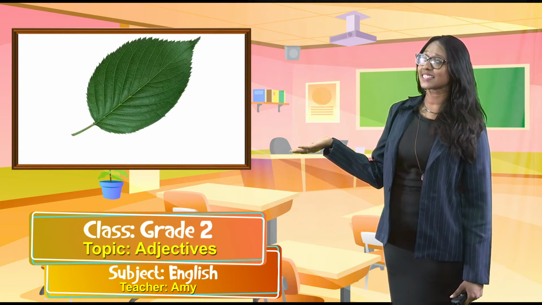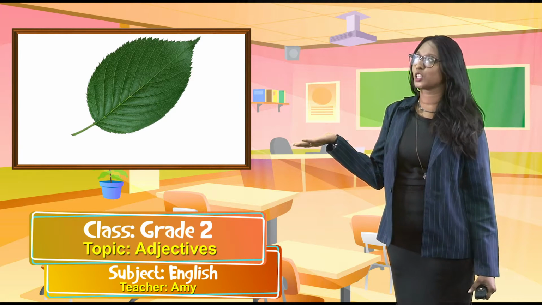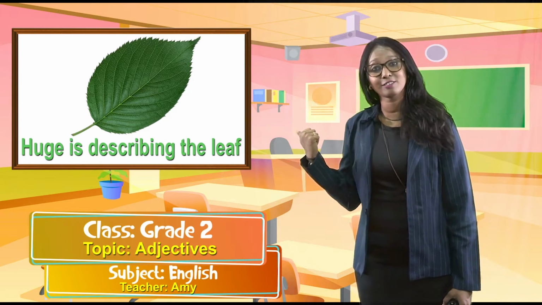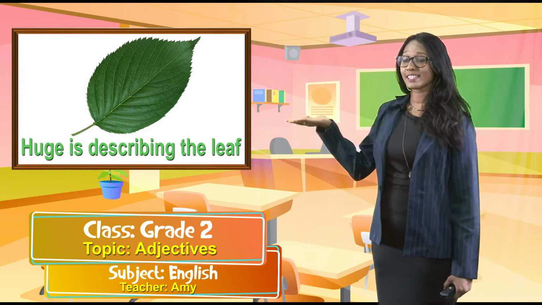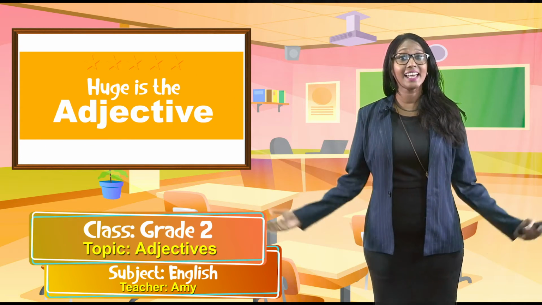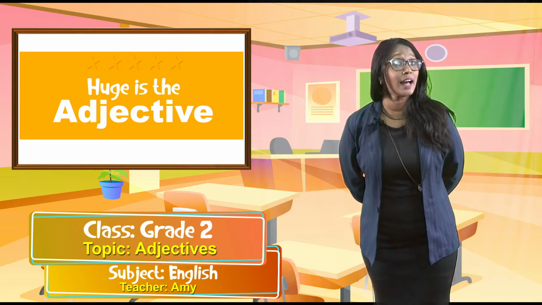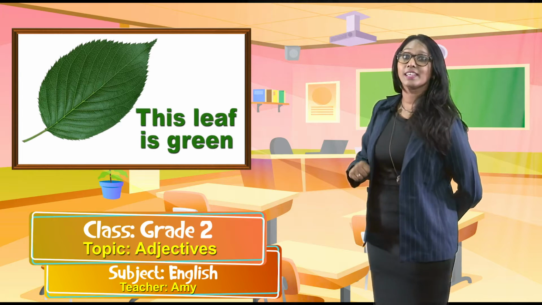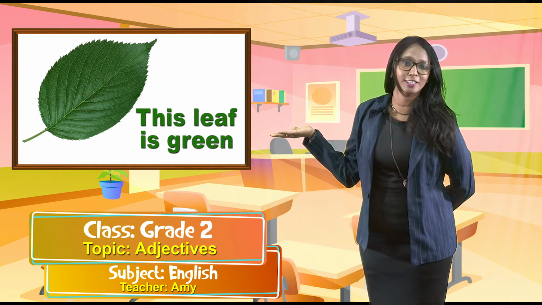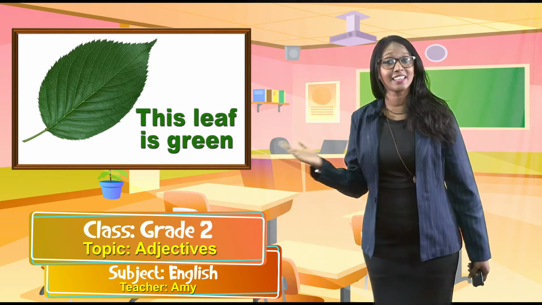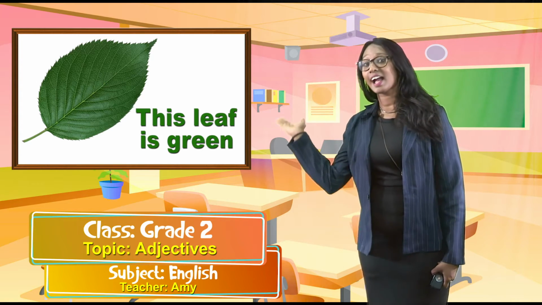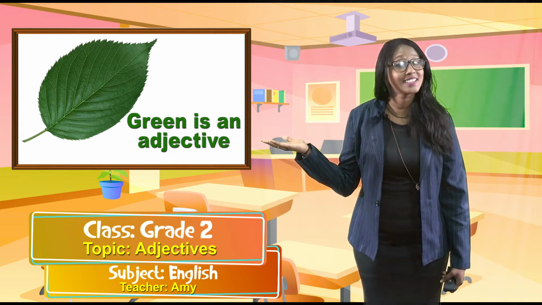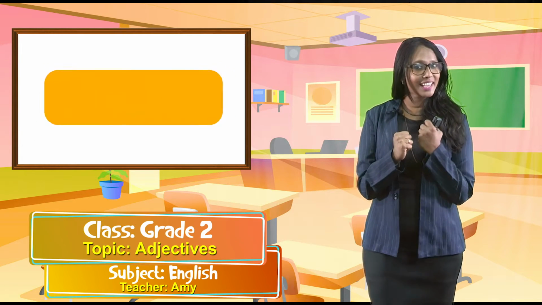Now, take a look at this leaf. The leaf is huge. Huge is describing the leaf. So, because it describes the leaf, it is called an adjective. Can you tell me another word that describes this leaf? This leaf is green. It's very green. So because it's green, the word green there describes the leaf. Therefore, green is an adjective.